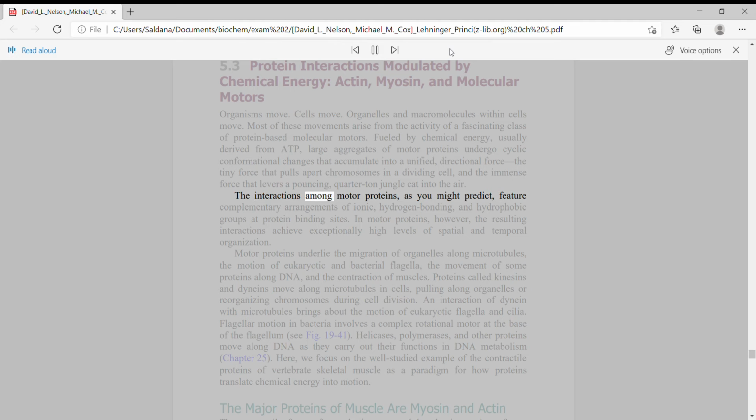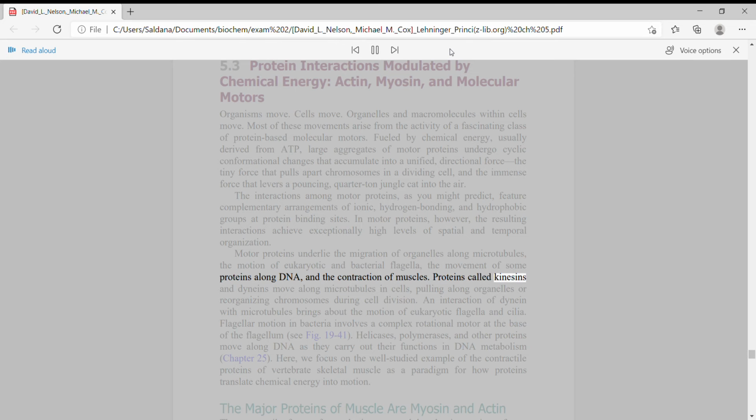The interactions among motor proteins, as you might predict, feature complementary arrangements of ionic, hydrogen bonding, and hydrophobic groups at protein binding sites. In motor proteins, however, the resulting interactions achieve exceptionally high levels of spatial and temporal organization. Motor proteins underlie the migration of organelles along microtubules, the motion of eukaryotic and bacterial flagella, the movement of some proteins along DNA, and the contraction of muscles.